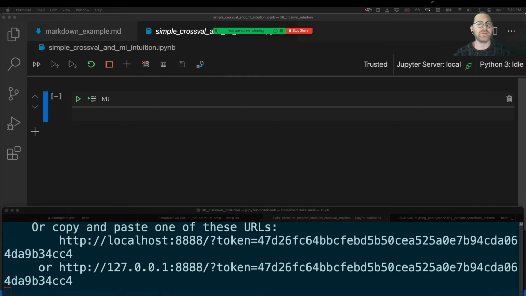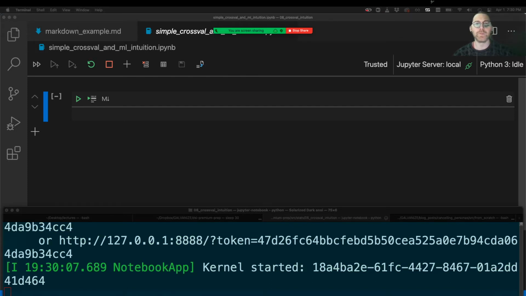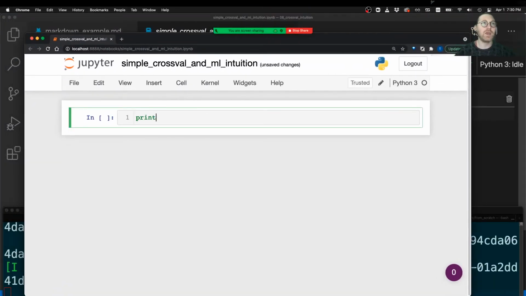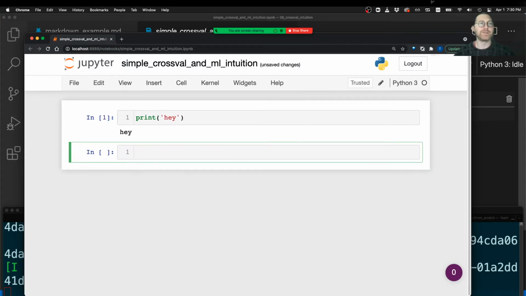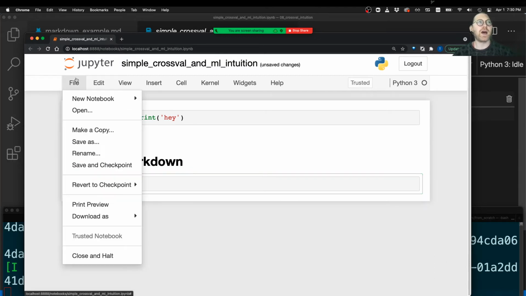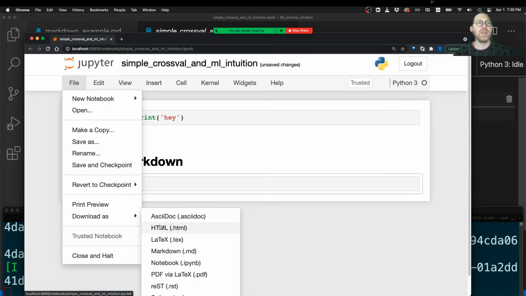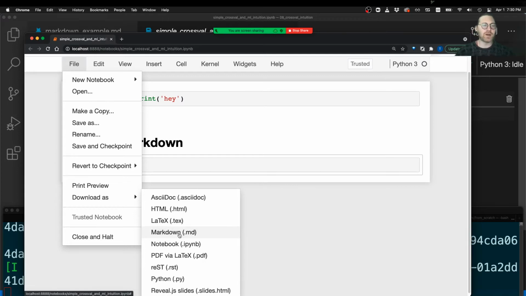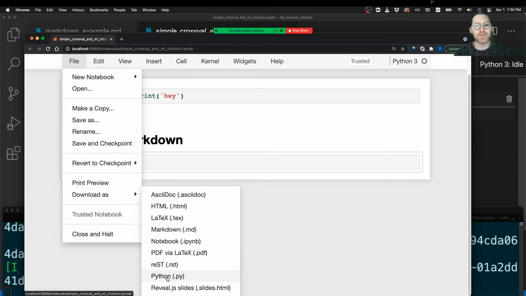This is a fairly common thing to do, where you write a bunch of stuff here. I'll just print hey again, and just make some Markdown really fast. If I go to File, Download As, it gives me the option to download this as HTML, as a Markdown file, or a PDF. Although the PDF often doesn't render that great; you have to mess with it a little bit to make it work well. You can also download this as a Python file.